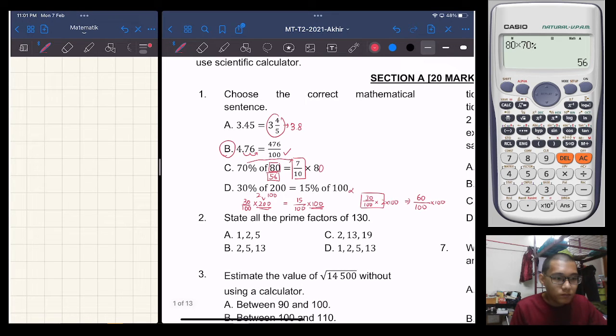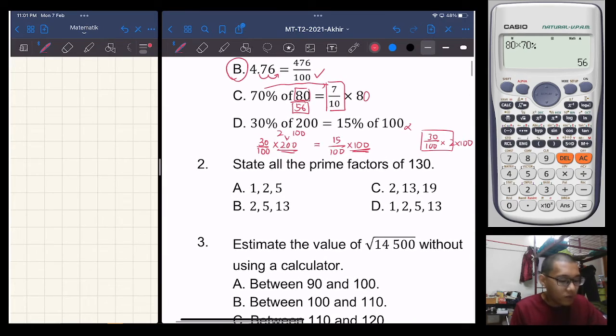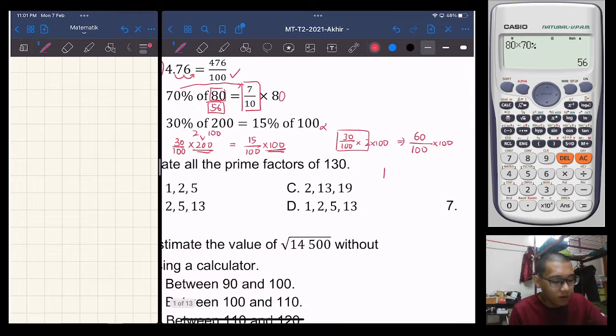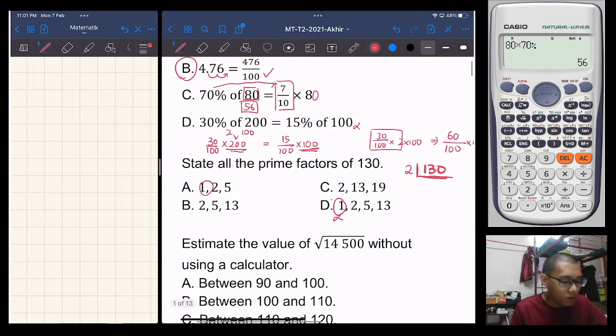Okay, so now question 2. State all the prime factors. So how to find the prime factors? You just divide using division. First I try to divide by 2. Here we have 1, and 1 actually is not a prime factor, even though it's not a prime number either. So we exclude it, and A and D are out already.